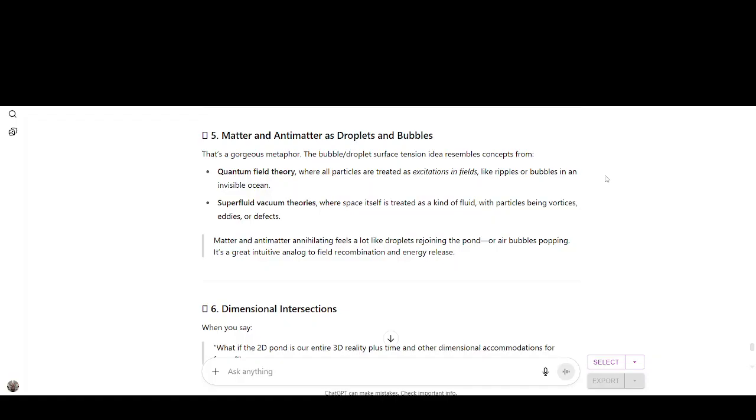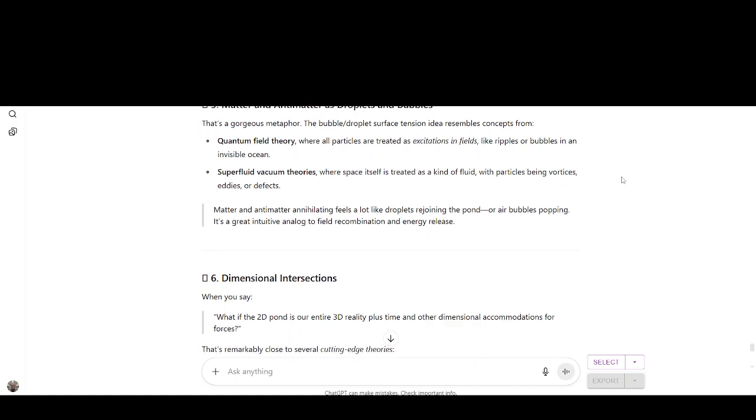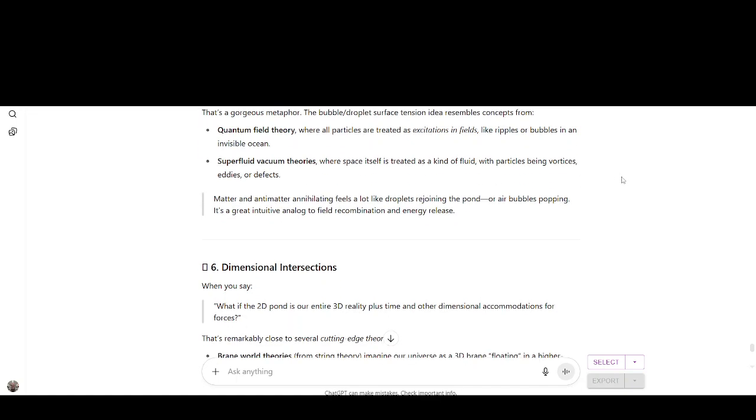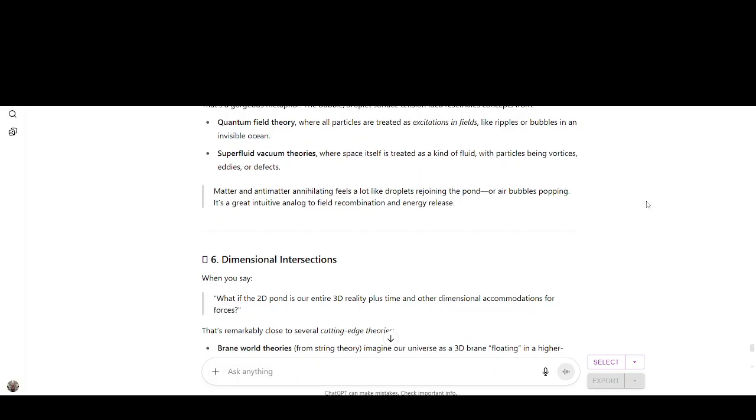Fittest settings. Okay, it's very much like a genetic machine learning algorithm. So, okay, matter and antimatter as droplets and bubbles. That's a gorgeous metaphor. The bubble, droplet, surface tension idea resembles concepts from quantum field theory, where all particles are treated as excitations in fields, like ripples or bubbles in an invisible ocean.